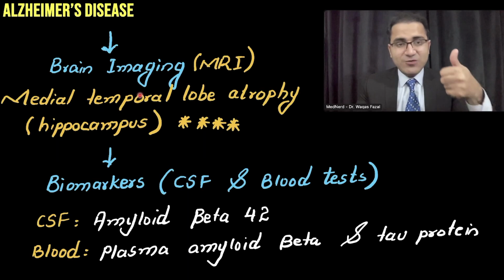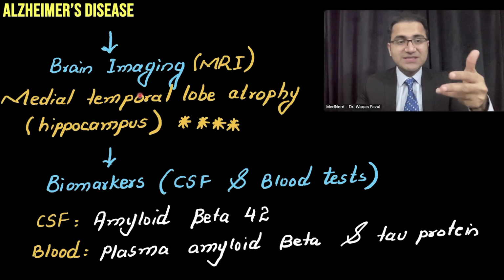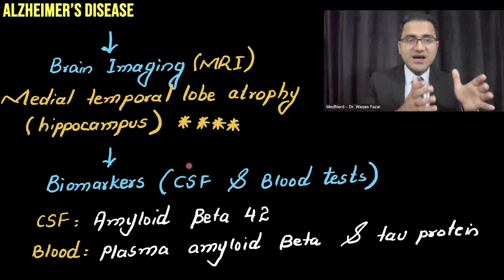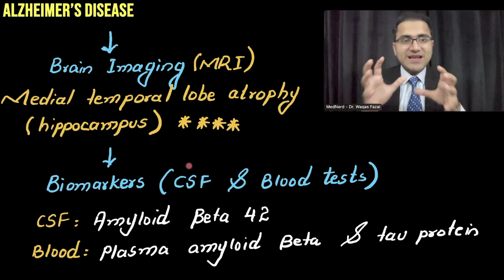Now, after doing clinical evaluation, cognitive testing, and brain imaging, another thing that helps you in the diagnosis are the CSF and blood test biomarkers. You do a CSF test for amyloid beta 42, which is reduced in Alzheimer's disease, and tau protein is increased. In the same way, if you test blood for plasma beta amyloid and tau protein, what you would see is decreased amyloid beta and increased tau protein in the blood. That can also help you in the diagnosis. As I said, MRI changes take time. So initially, these tests can help you in the diagnosis of Alzheimer's disease.